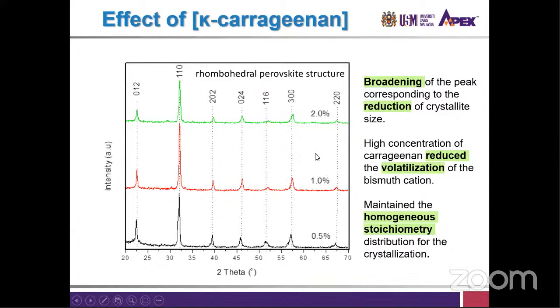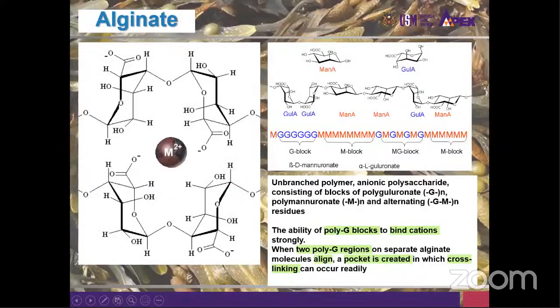So a high concentration of carrageenan actually reduces the volatilization of the bismuth cations, and it can also maintain a homogeneous stoichiometry distribution for the crystallization. That's about the carrageenan. Now I move into alginate.